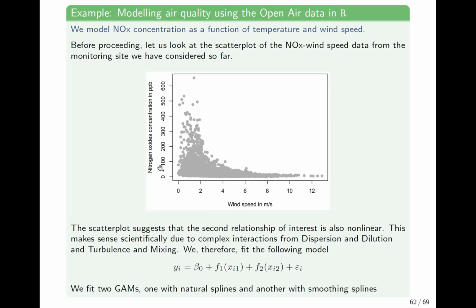And the scatter plot suggests that the second relationship of interest is also non-linear. And this makes sense scientifically due to the sort of complex interactions that we have from dispersion and dilution and turbulence and mixing. Again, we don't need to worry about these, but there are good sound scientific reasons to assume that the relationship between NOx concentration and wind speed is non-linear, and this is indeed what the scatter plot tends to show. So we're going to fit the following GAM. We're going to fit one in which we use natural splines to approximate these smooth functions, and another where we use smoothing splines.